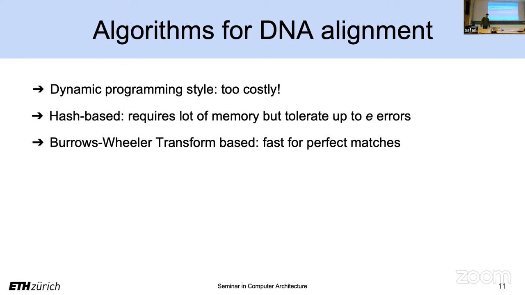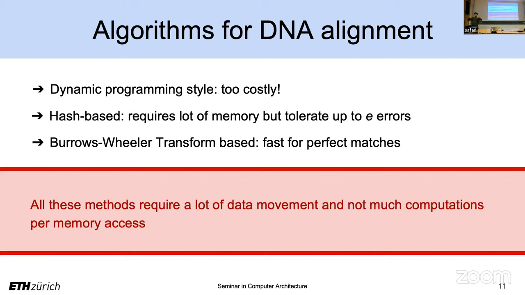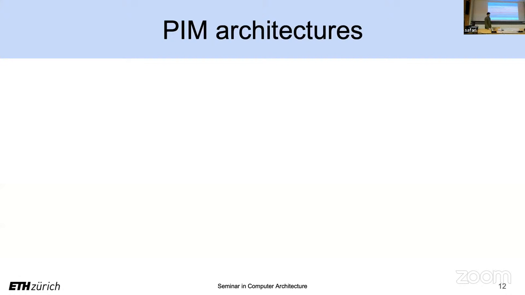But the problem, or a property, of these methods is that they require a lot of data movement and very, very little computation per memory access. So perhaps if you remember dynamic programming, it would make sense. That's why it would probably be a good idea to use PIM architecture.